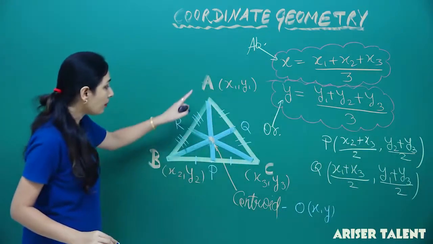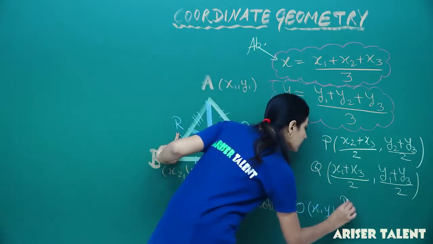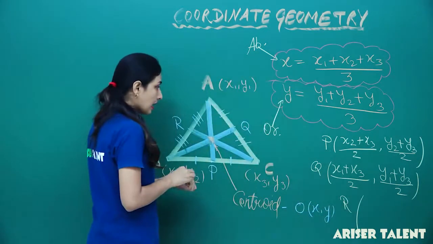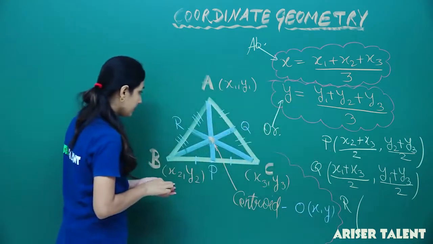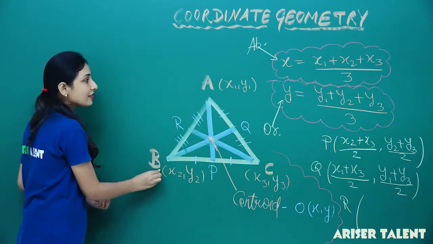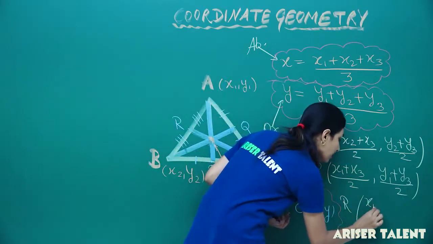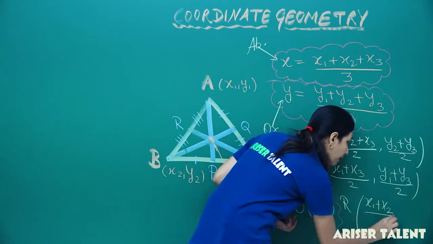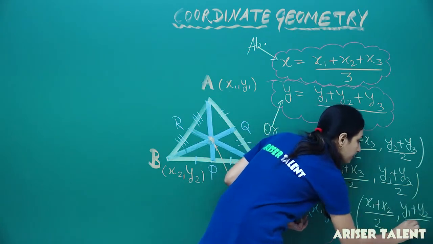Now if I talk about this R here, this is about this midpoint. So it is (x1 plus x2) by 2 and (y1 plus y2) by 2.